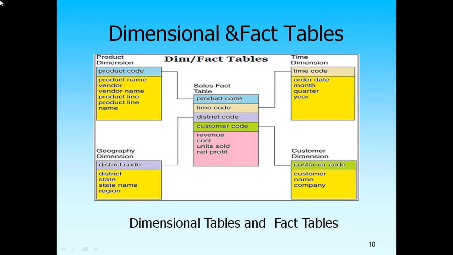If you look at the sales fact, the middle one, the 4 are keys from 4 different tables. And the ones in pink color, revenue, cost, units sold, net profit, are nothing but measures. Fact table will have keys and measures only, and the dimensional table has complete detailed information about that particular area.